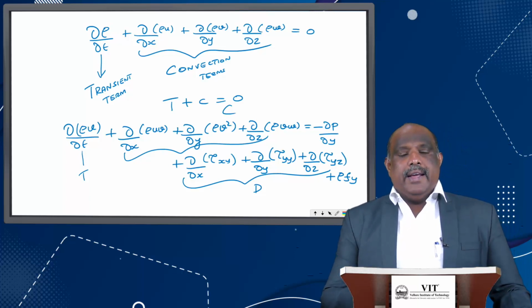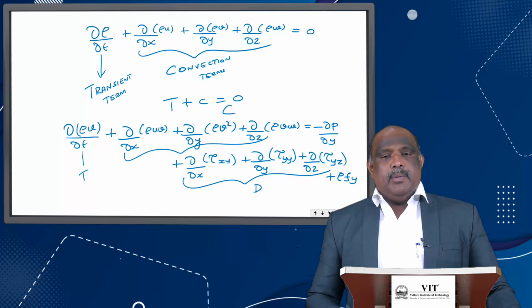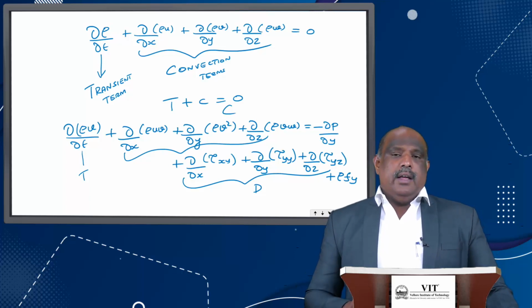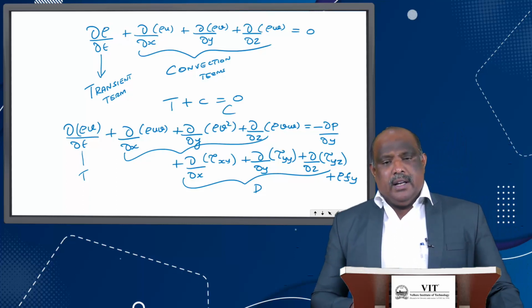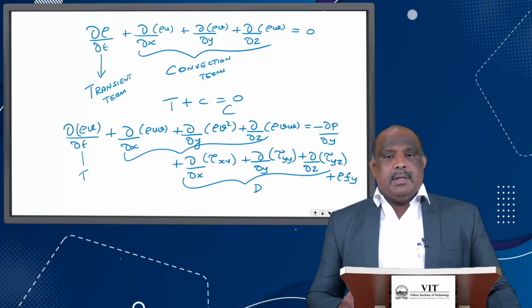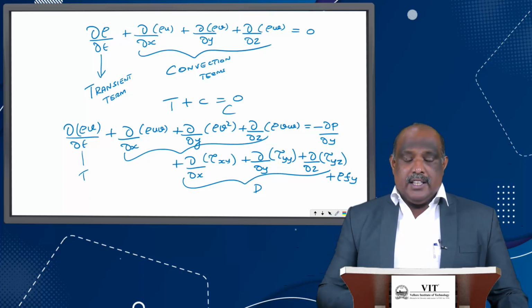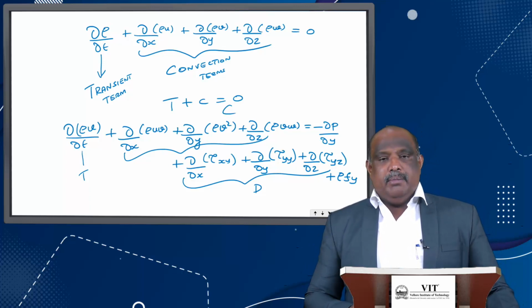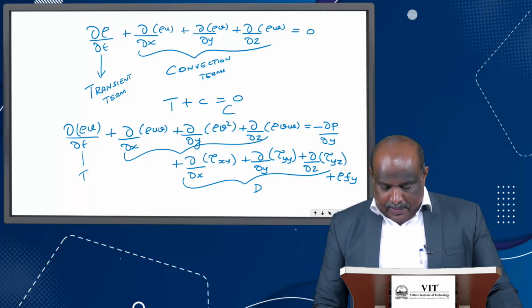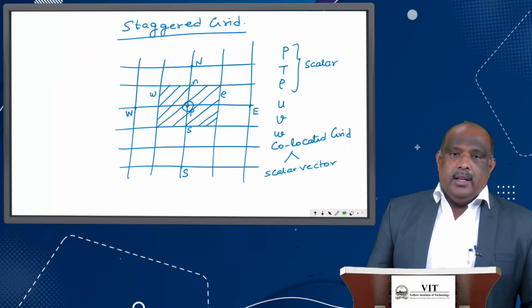So now you know about U momentum, V momentum. Similarly, you can write the expression for the W momentum equation. Also you can write the expression for the energy equation. That can also be fixed in terms of transient plus convection equal to diffusion plus source. So this is generic knowledge which is required before we go to the staggered grid. So I am coming back to the staggered grid now.